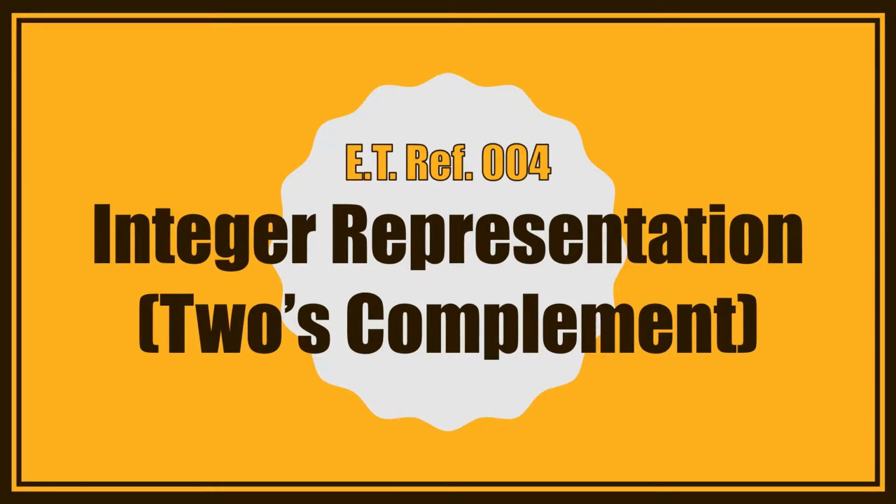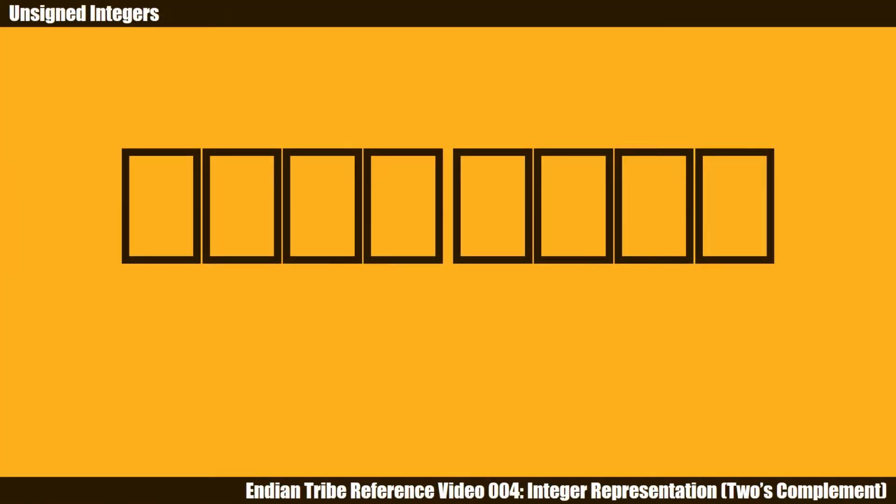Today we look at how integers are represented in computer memory and 2's complement. When representing positive integers, things are fairly straightforward. It's a simple conversion between base 2 and base 10. Suppose we have 1 byte available for integer storage.